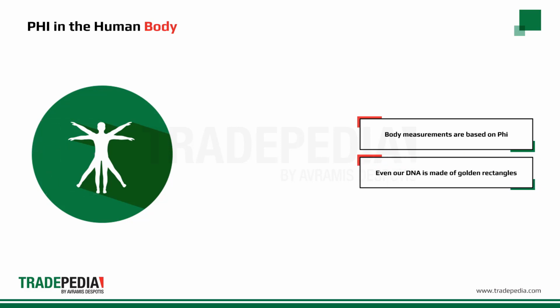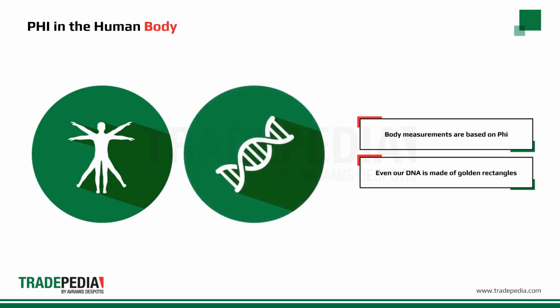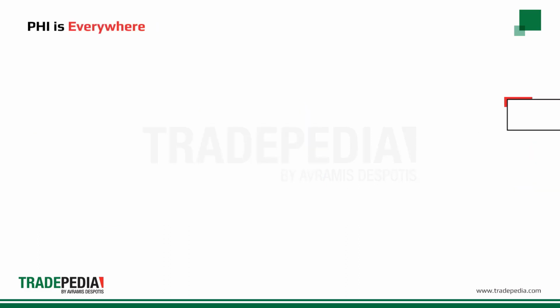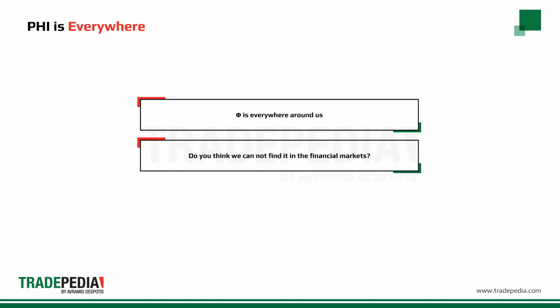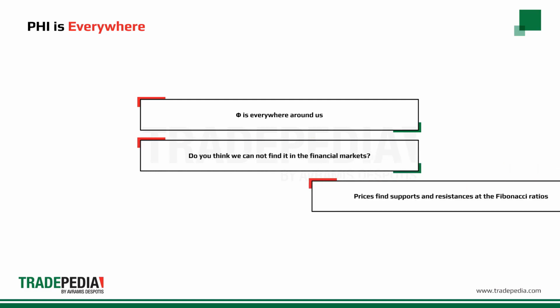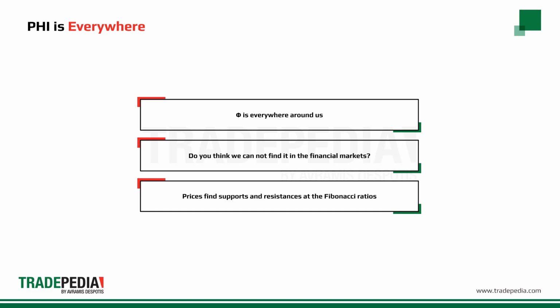Furthermore, this is a picture of our DNA. Well, our DNA is made up of golden rectangles. It is 21 by 34 angstroms. Phi is everywhere around us, in the plants, the animals, the galaxy, even in our DNA. And of course, the financial market. It has been observed that prices find supports and resistances at the Fibonacci ratios.